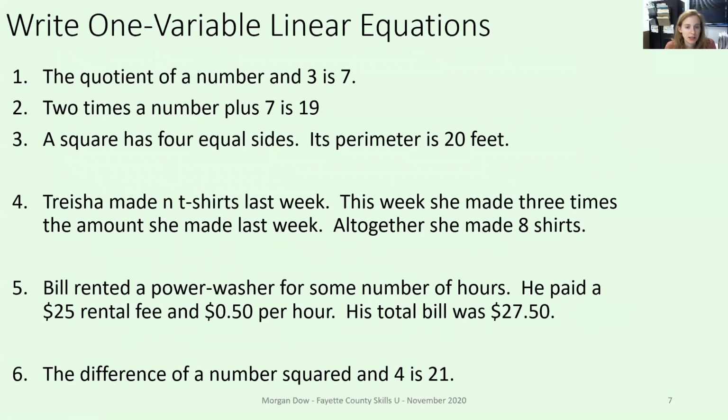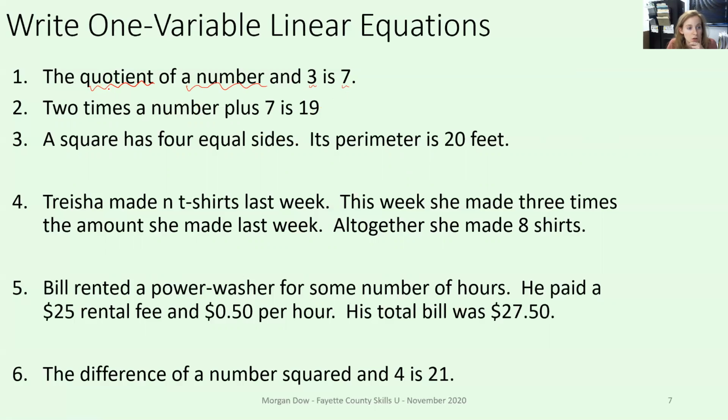So let's get some more practice with writing one variable linear equations. We've got a whole bunch of examples on here. And what we are practicing is taking the English and translating it into the algebra. So number one, the quotient of a number and 3 is 7.